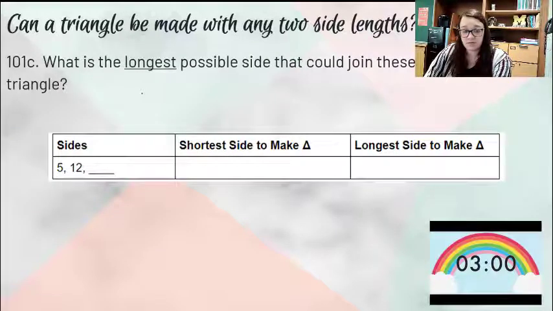So here's the deal. What is the longest possible side that could join these two? We're going to use the same E-tool, but it's on part C instead. So let me show you that E-tool one more time.